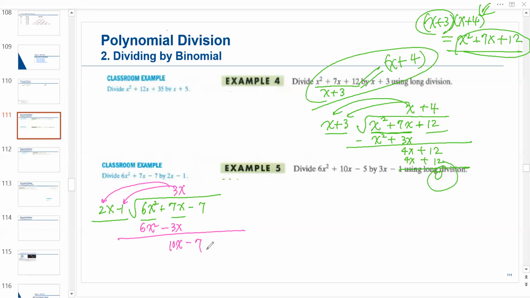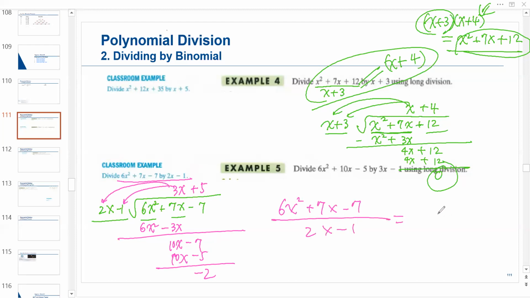Okay, so let's do this one. Finish this. Right now. Okay, so here times what? So we need to find 5, right? So you get 10x, 2 times x, and minus 5. So left is negative 2, right? So it means 6x squared plus 7x minus 7 divided by 2x minus 1 equals 3x plus 5. What's the remainder? The remainder is negative 2. We still need to copy this one right here. Understand? Okay.